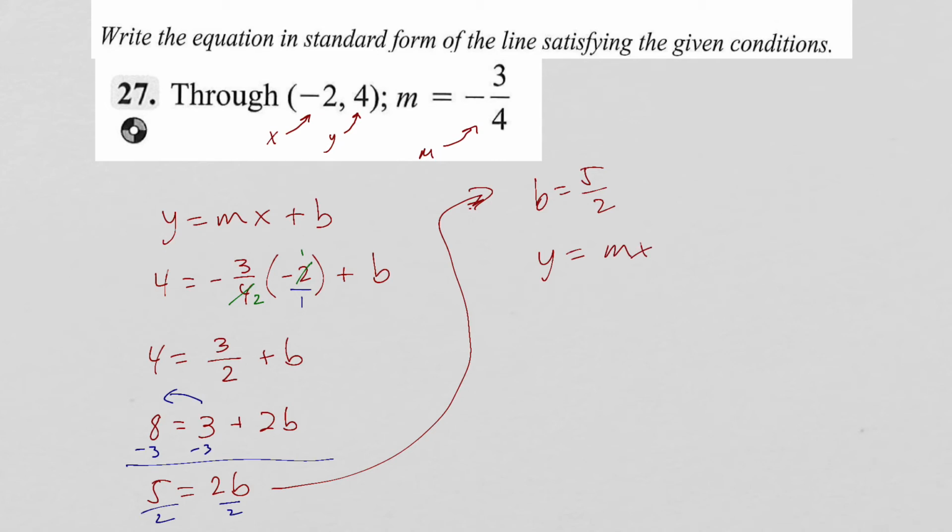Now we want to start again at y is equal to mx plus b. Okay, and we're going to have y is equal to our m. We already started with negative 3/4, so we knew that, plus b, and we just solved for b. B is a positive 5/2.